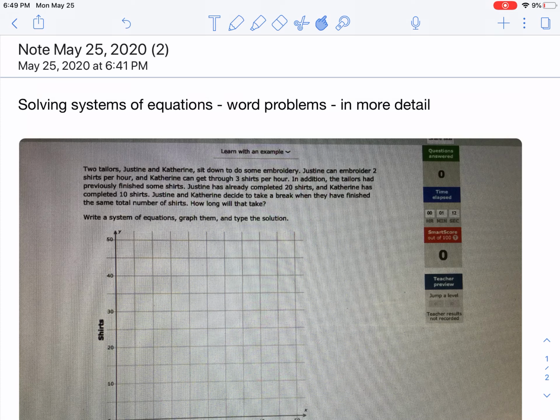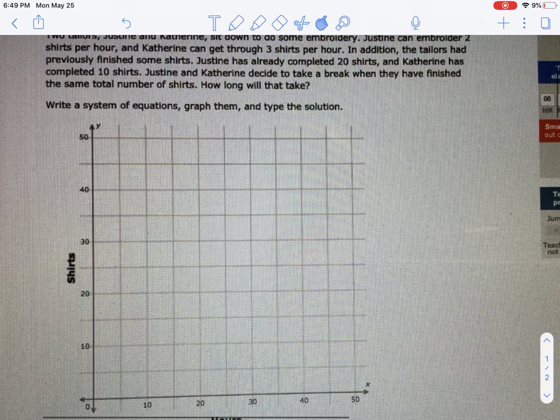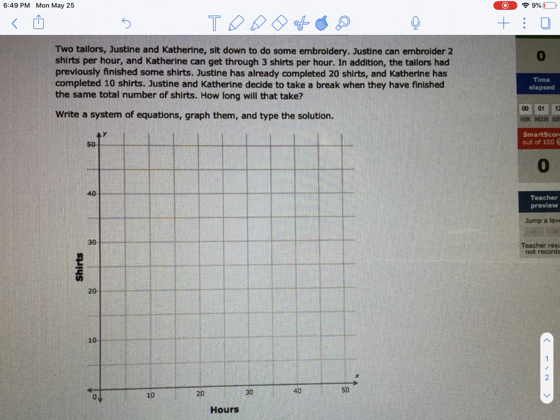Okay, what we're going to look at here is solving systems of equations, word problems, in a little bit more detail. So we'll go through one question in a little bit more detail. The issue here with the word problems is breaking the word problems down into pieces. So let's just look at one person at a time.